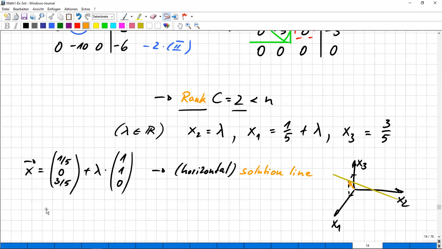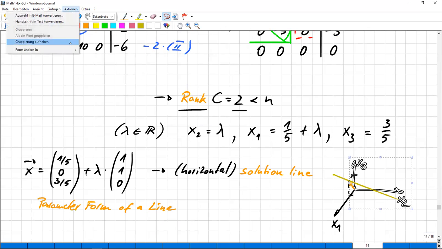The standard form of, let's say, the so-called parameter form. This is a technical term, parameter form of a line in 3D. Okay, and so I can call it a solution line. By the way, in this case, it's a horizontal solution line even. This is quite a correct sketch of what we get.